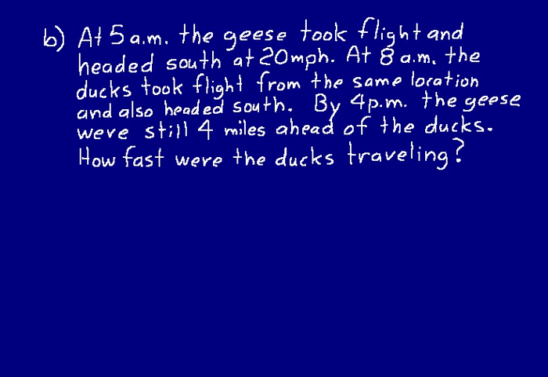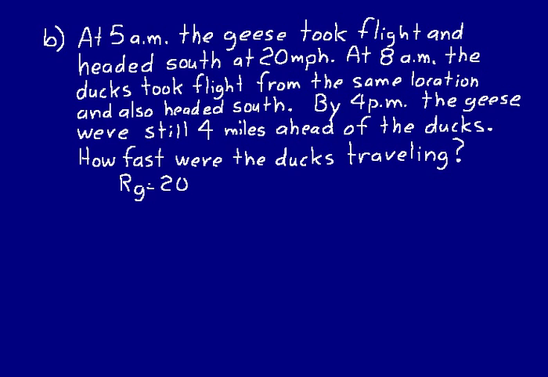Okay, so these word problems, there's a lot of information, so the best thing to do is just to start writing down what you know and what has been given. At 5 a.m., the geese took flight and headed south at 20 miles per hour. So we know that their rate, we could just say R subscript G for geese, is 20. The rate of the geese is 20 miles per hour. And then at 8 a.m., the ducks took flight from the same location and also headed south.